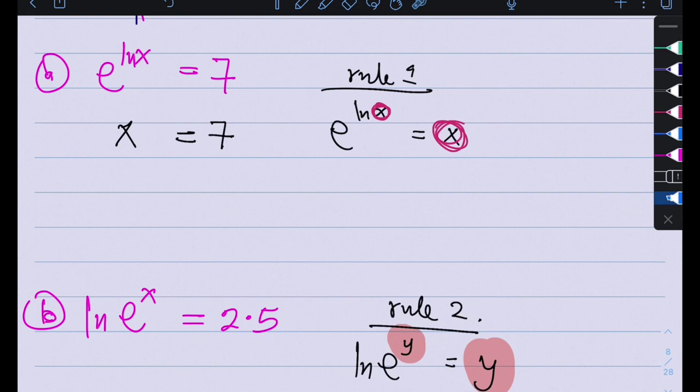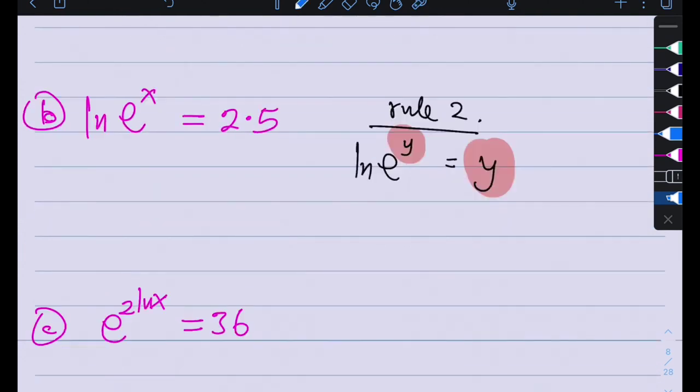Consider these two examples. This rule states that e to the power ln x, the answer is x. But if you flip it the other way around, where you have ln e to the power y, the answer is y. Let's actually prove this rule.